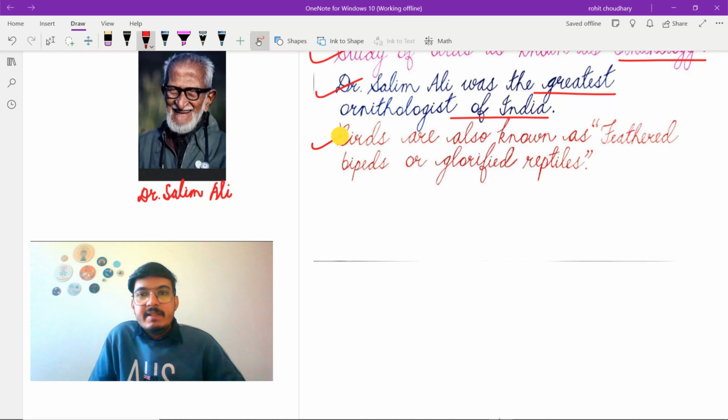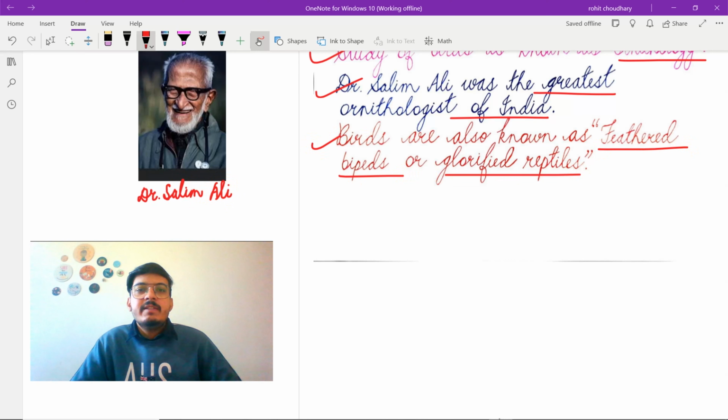The next feature is birds are also known as feathered bipeds or glorified reptiles. So why birds are known as feathered bipeds? Because their body is covered with feathers and they rest on their hind limbs alone. As we know, their forelimbs are modified into wings. And birds are often described as glorified reptiles because of their resemblance with an origin from the reptile.